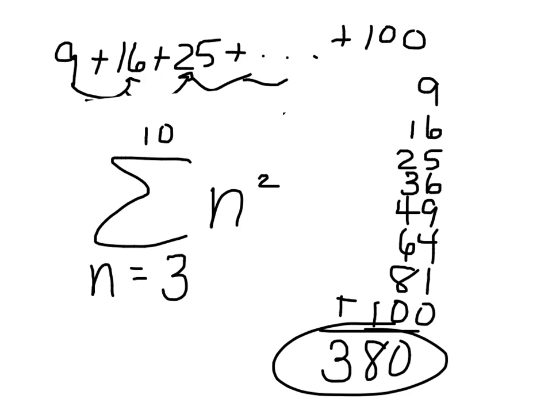380. Okay, that's number six. What was the next one, seven? Yeah. Seven's got one of those graphing looking things.